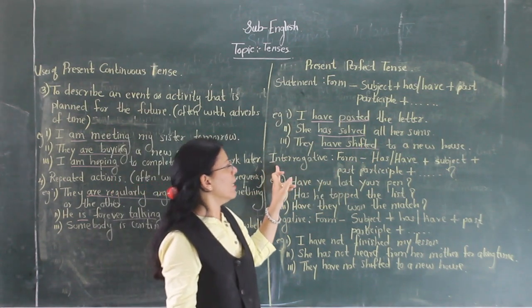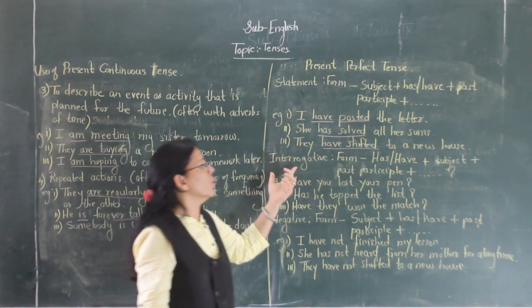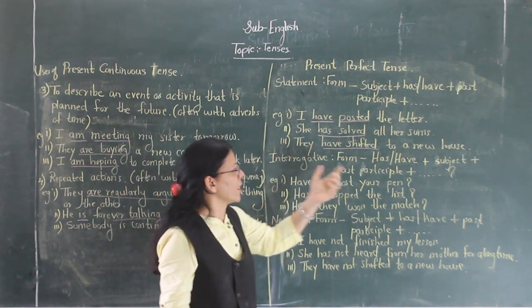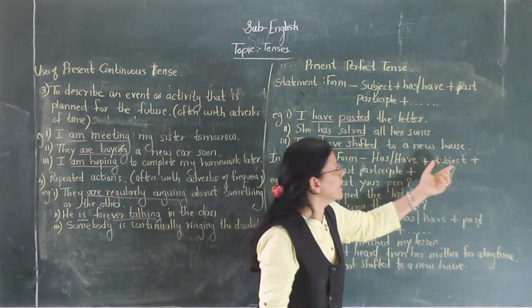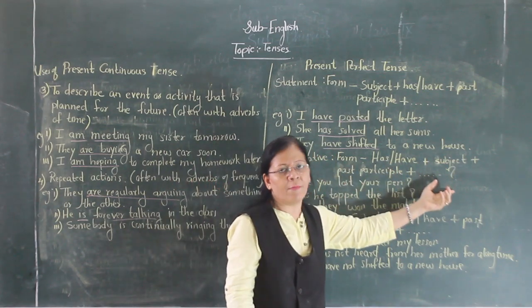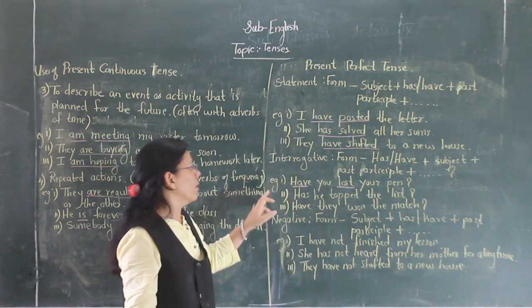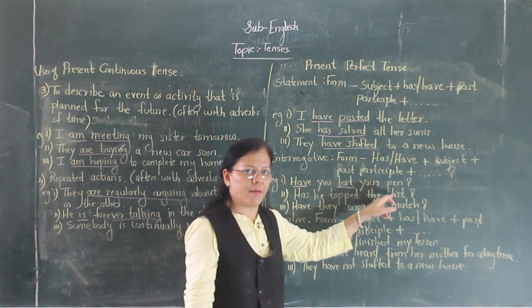Okay? Now, let's see the form in interrogative sentence. So, in interrogative sentence, the form is has or have plus subject plus past participle plus remaining part of the sentence. For example, have you lost your pen? Okay.